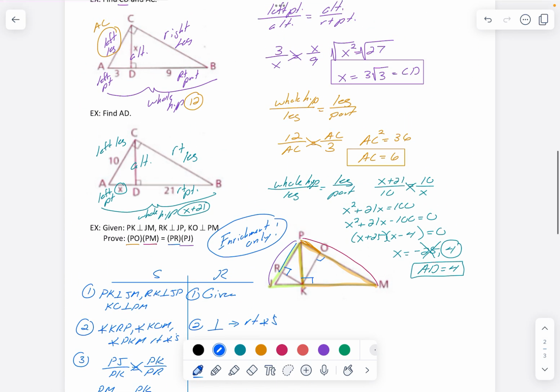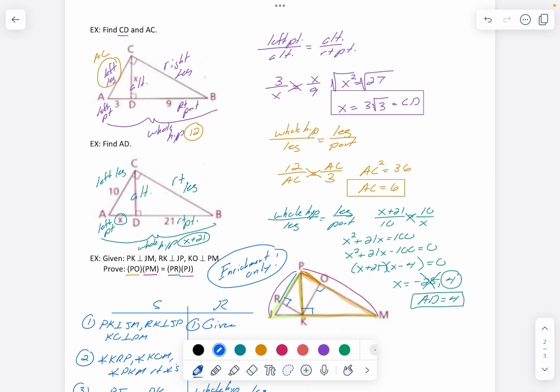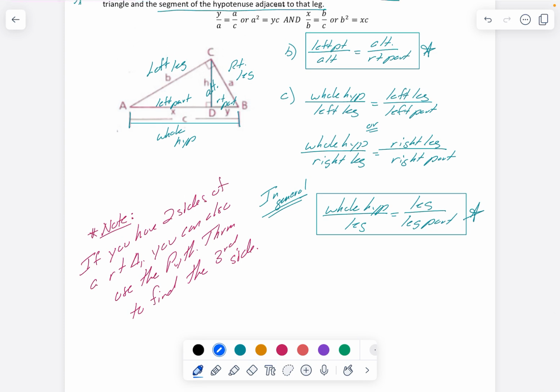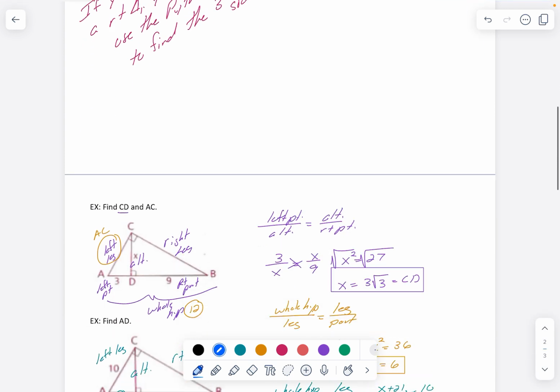What we do need to emphasize are these 2 examples at the top of this page. That is what you need to do. And to do that, you need to know those 2 boxed formulas, those 2 boxed proportions.